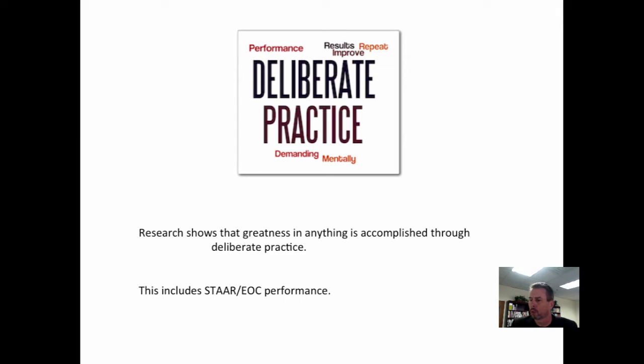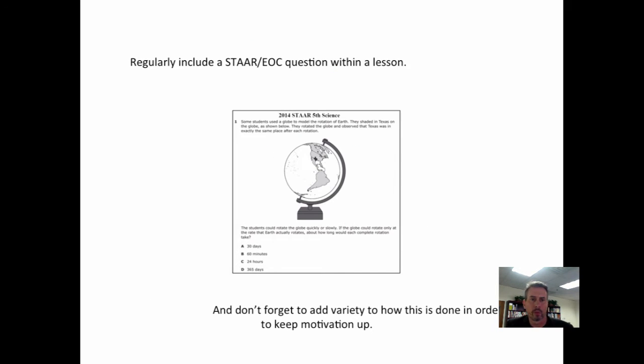Malcolm Gladwell wrote a book called Outliers, in which he discussed how consistent hard work ended up making a lot of the people that we consider great get to that point. And research shows us that being really good at anything that you want to do is accomplished through deliberate practice. And I do think this is an important part of the STAAR or end of course performance.